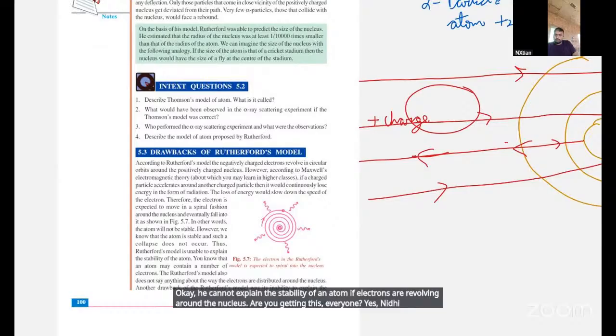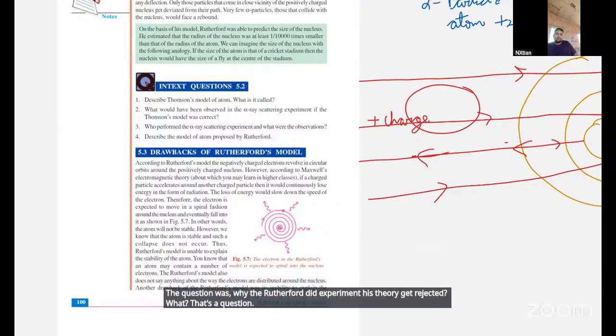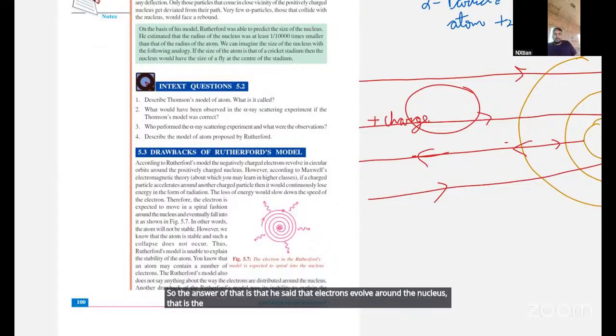So sir, what was the question? I didn't understand the question also. The question was why, after Rutherford did his experiment, his theory got rejected. Okay. So the answer is that he said that electrons revolve around the nucleus. That is the rejection.